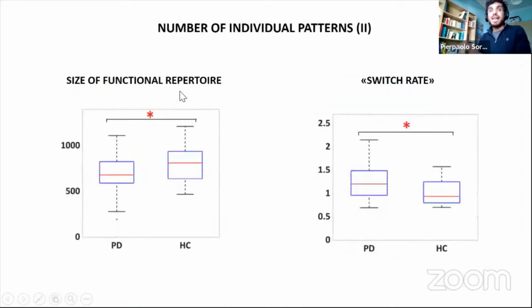And we, simple as that, measured the size of the functional repertoire in these 2 groups, which is nothing else than counting how many different avalanche patterns occurred. And we see that this number is reduced in Parkinson's disease, such that the dynamic would appear to be somewhat more stereotyped as compared to controls.